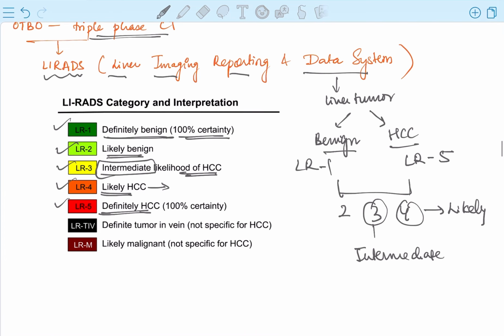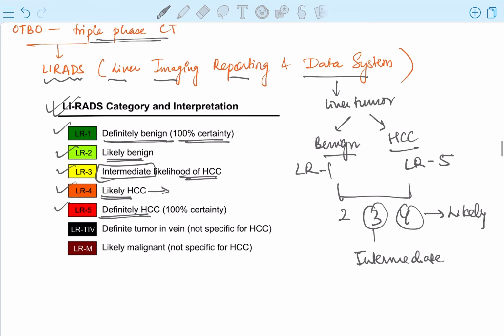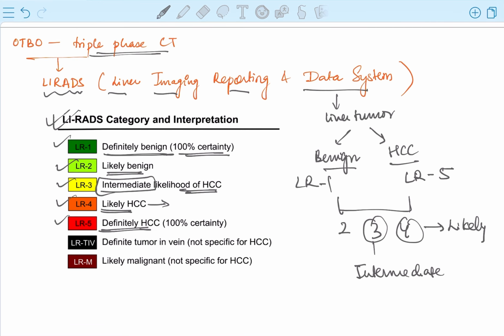Okay, and then we saw the LI-RADS staging. The LI-RADS staging helps to predict or determine if the tumor is benign or it is a hepatocellular carcinoma.